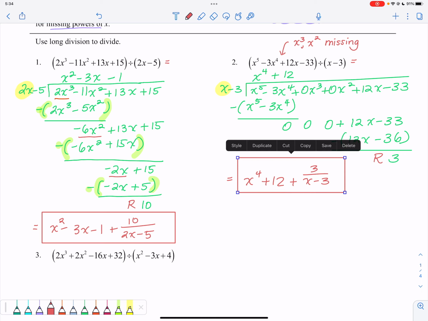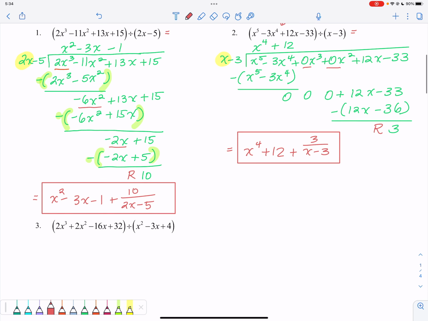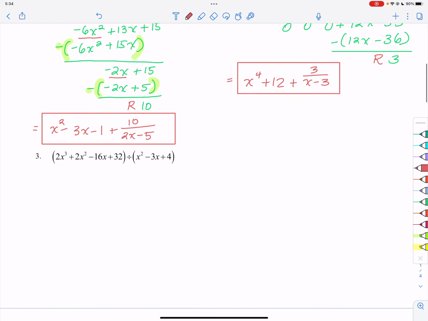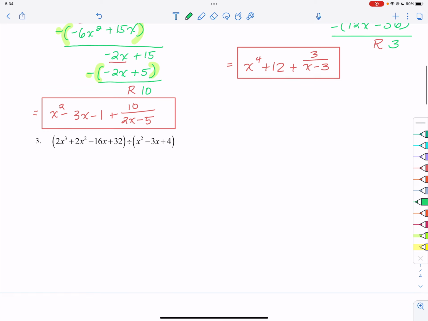Again, it is optional to include these missing powers here. This is optional for long division, but I think it might be a good idea, just if you're getting comfortable and getting used to this. Okay, we have a cubic divided by a quadratic in number 3. We're going to go ahead and set everything up the same way.